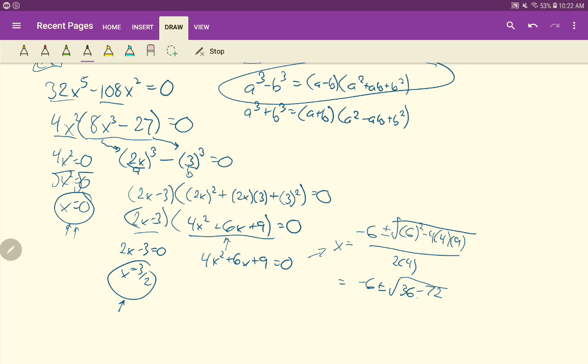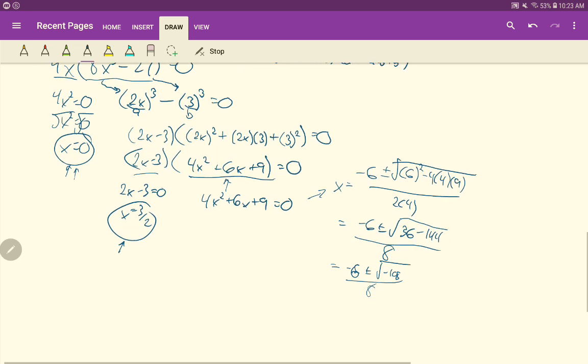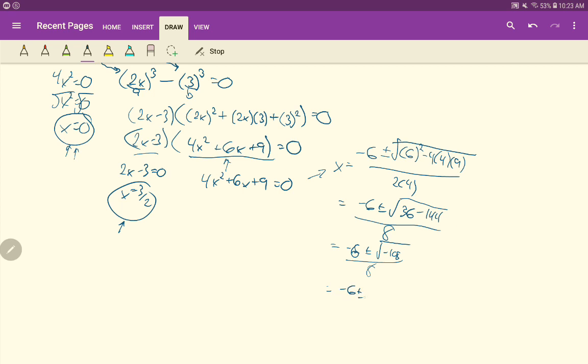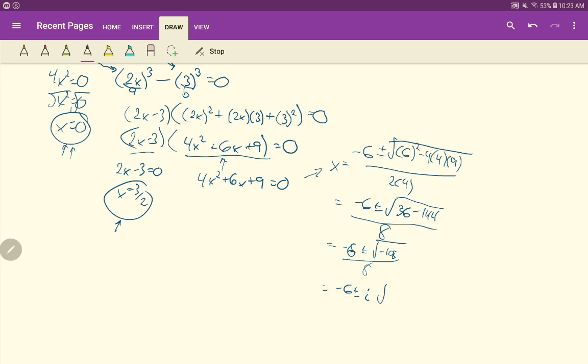Yep. Wait a minute. I didn't do that right. 4 times 4 is 16 times 9. Let's see here. So 153. Check myself here before I wreck myself. Nope, 144. Man. It's quarantine brain. Alright, so negative 6 plus or minus square root, okay, negative 108 over 8. So we're going to have an imaginary number here. I square root and then 108.